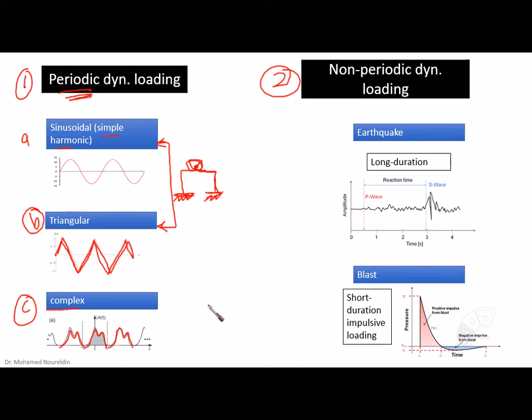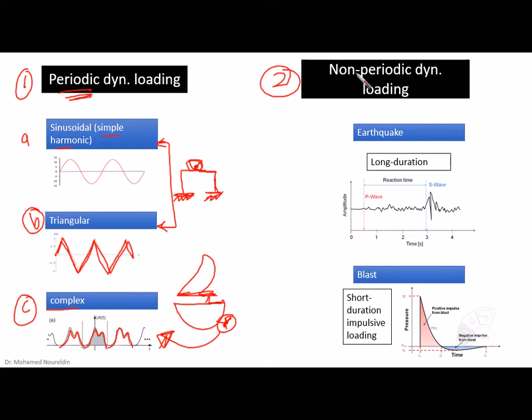But this complex form we can find, for example, in the propeller of the big vessels and ships. They have a kind of propeller here. The signal of loading that is coming out of this propeller is similar to this complex form. Okay, so this is the periodic, which is repeated.